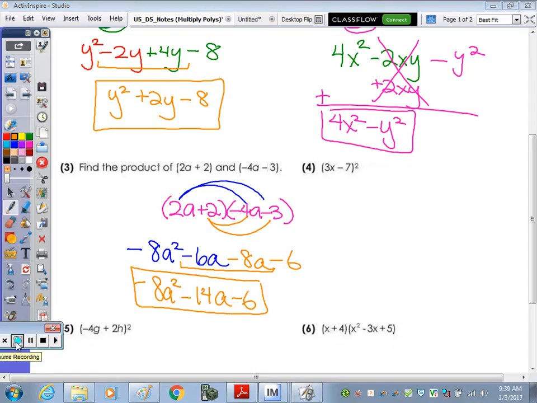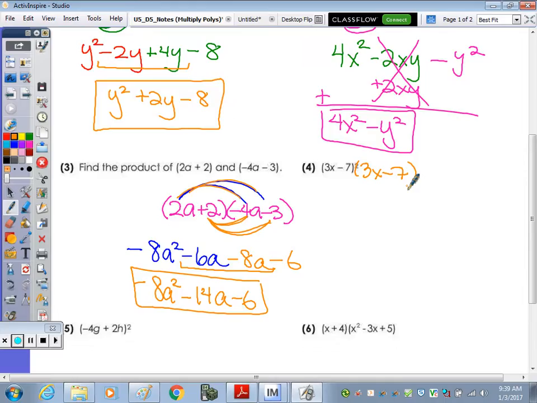All right, number 4. Number 4 says you're going to square that binomial. Okay? Whenever it says to square a binomial, square a trinomial, you want to expand it. Write it out twice. You never want to just do the 3 squared and the 7 squared, because you're not going to get the multiplication of all 4 terms. Okay? So you always write it out twice and do your full distribution.